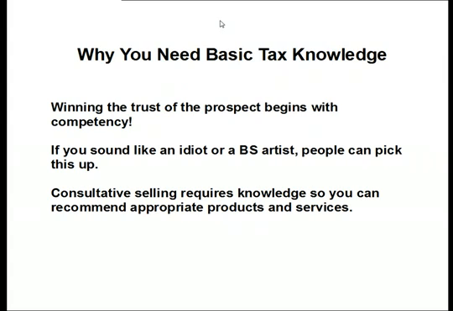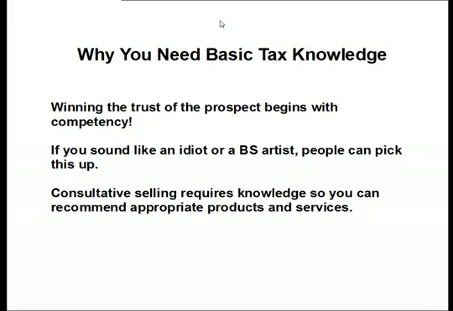So, as a tax sales professional, why do you need this knowledge? First of all, if you sound like you don't know what you're talking about, you immediately lose all trust with a prospect, okay? So you need to sound like you know a little bit about what you're talking about, and that helps to build trust. Winning the trust of the prospect begins with competency. You need to be able to talk tax. You need to be able to intelligently discuss some basic tax concepts.